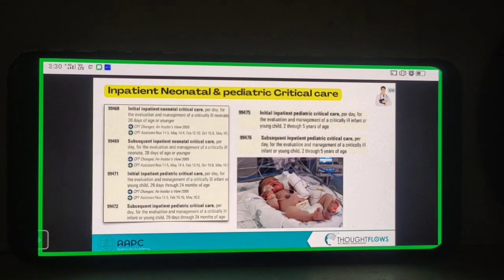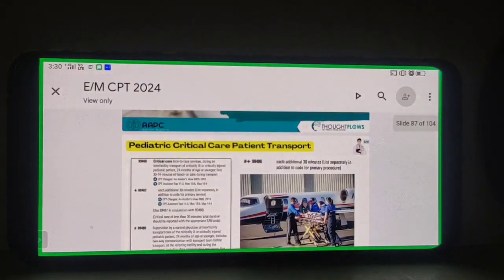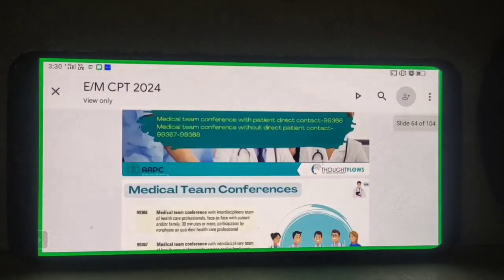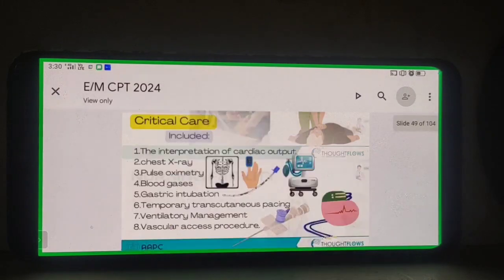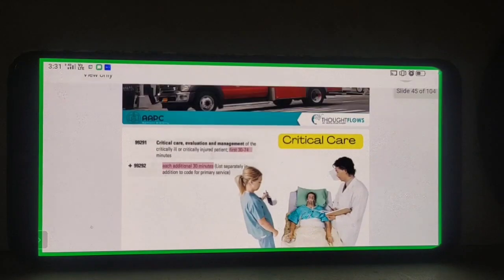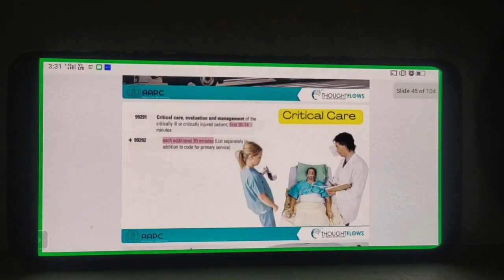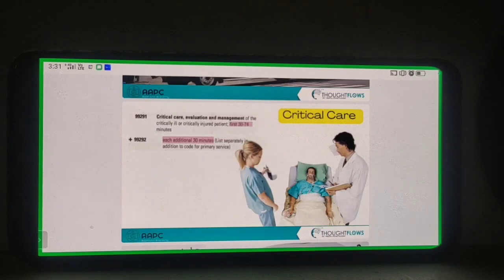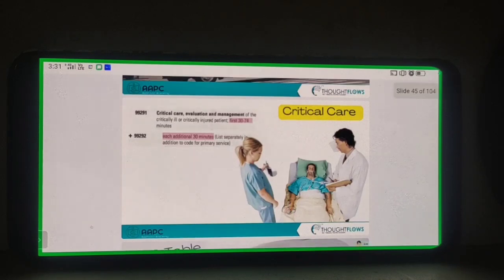Suppose the patient is 6 years and older. Then we have to report the corresponding adult critical care, which we already discussed in our last session on critical care services: 99291 and 99292 for patients 6 years and older.